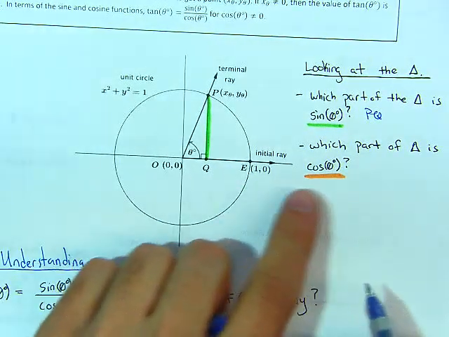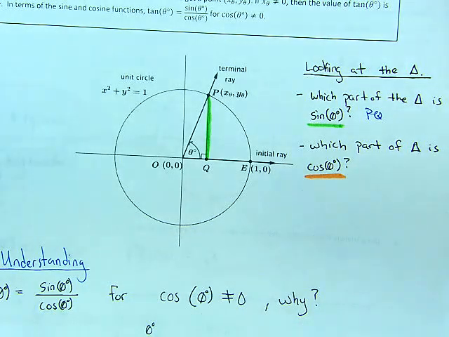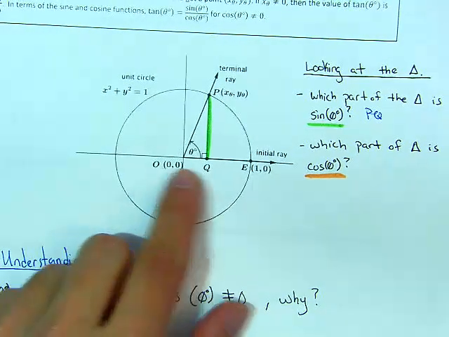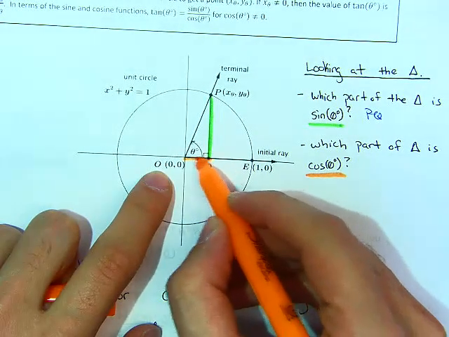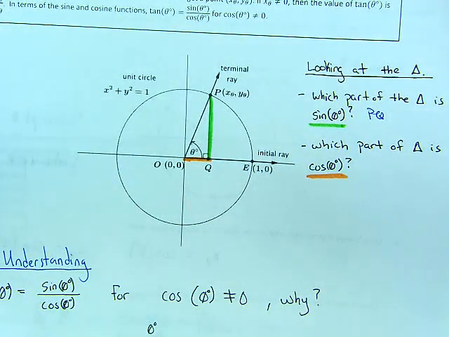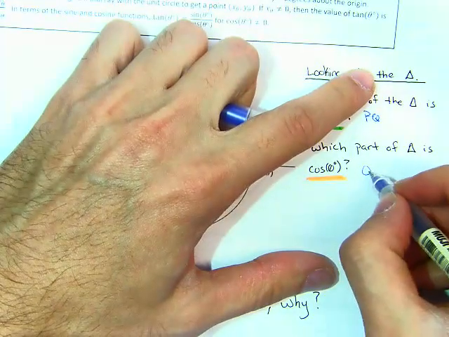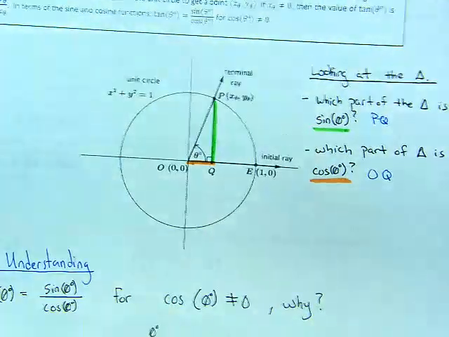And what will represent cosine theta? It'll be OQ. This is the position O, and that's the point Q. It's this part of the triangle. This is cosine theta, so it's OQ.